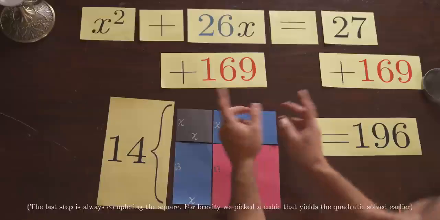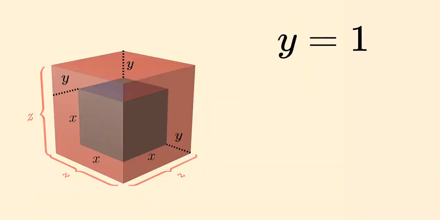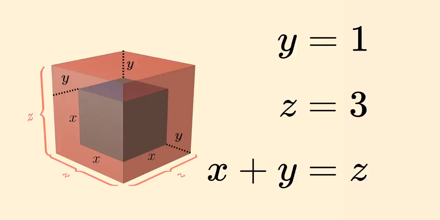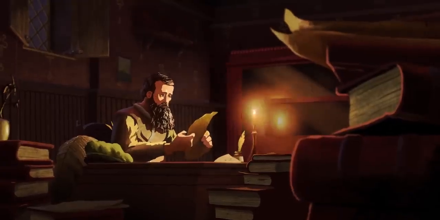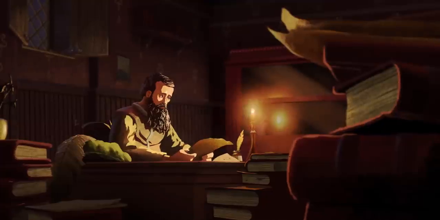So we know y cubed equals 1, which means y equals 1. And z equals 3 over y, so z is 3. And since x plus y equals z, x must be equal to 2. Which is, indeed, a solution to the original equation. And with that, Tartaglia becomes the second human on the planet to solve the depressed cubic.